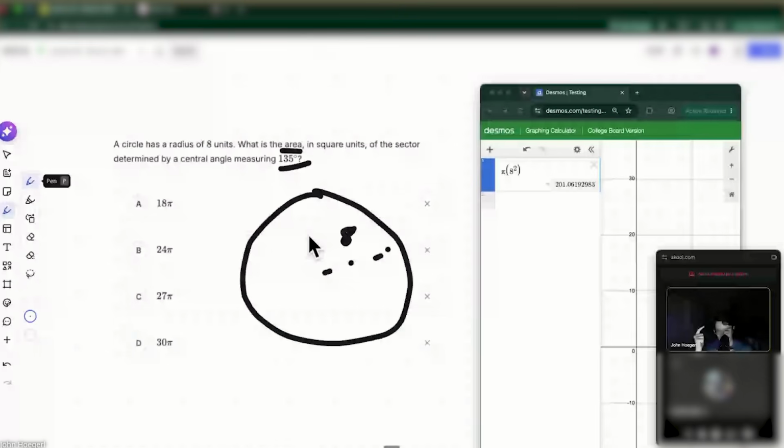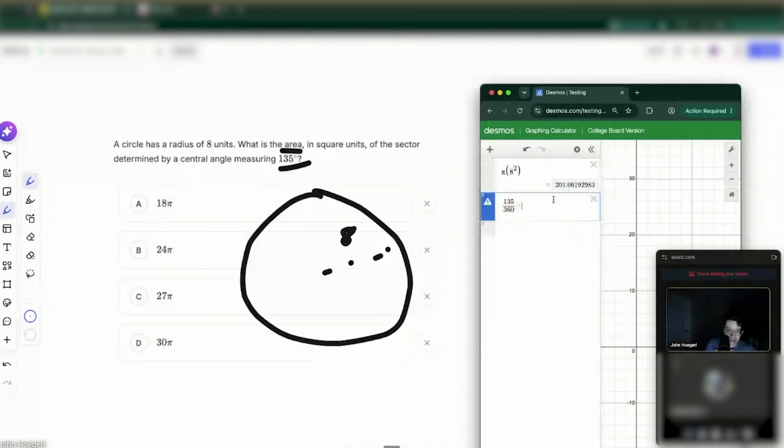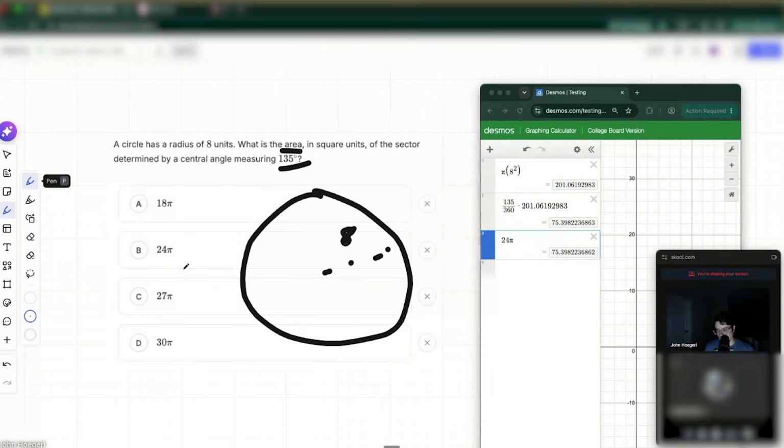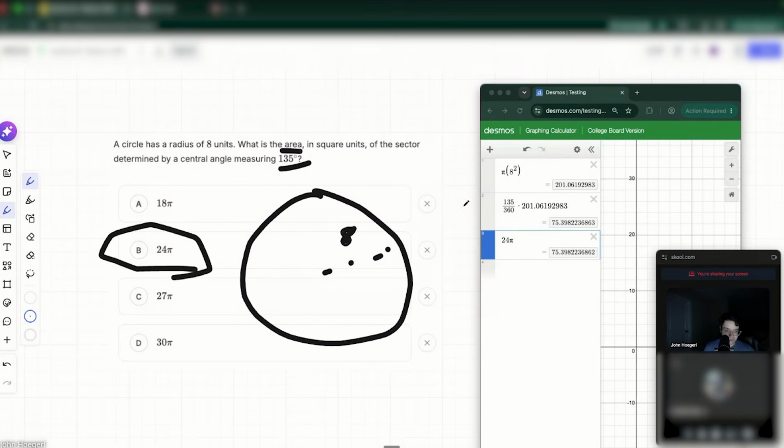And so 135 degrees, all we would have to do there is 135 divided by 360, and then just go ahead and multiply that amount by this, which would be 75. And then I just have to convert each of these numbers into that. So I can just see like 18 pi. Okay, that's not enough. 24 pi. Yep, that's enough. So therefore 24 pi must be the answer. So not too complicated, just pizza logic again.